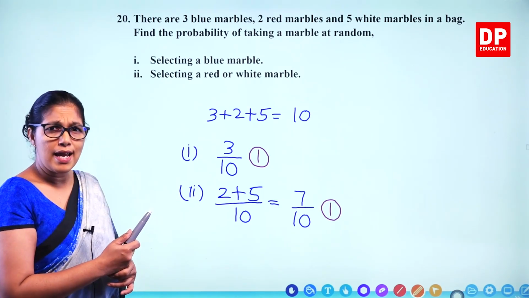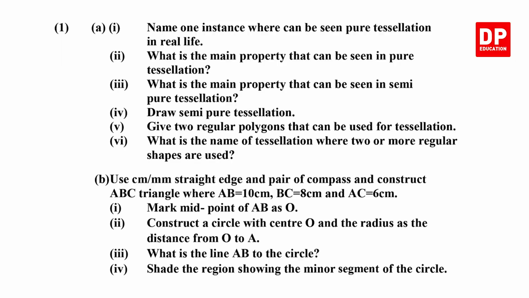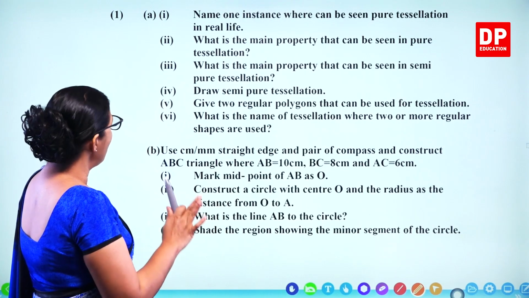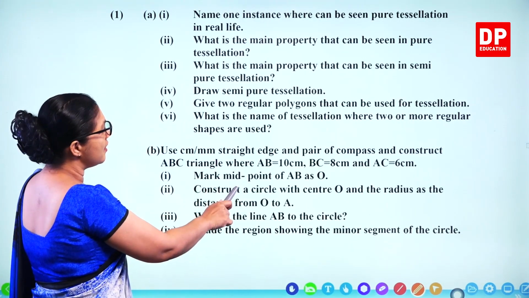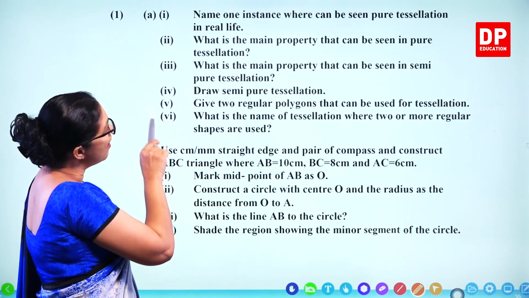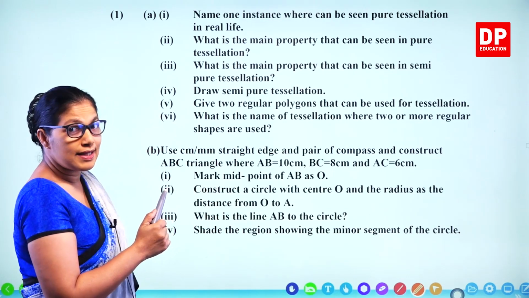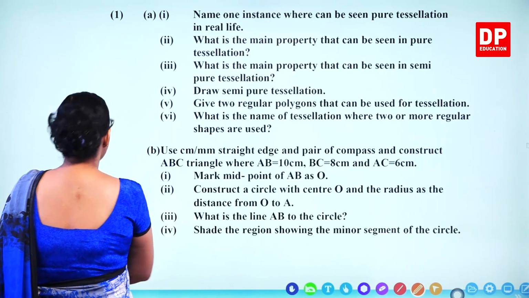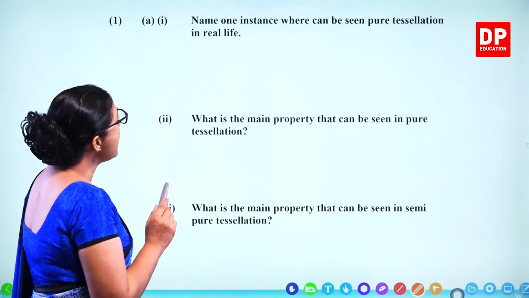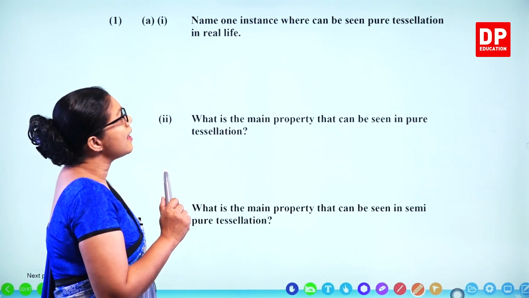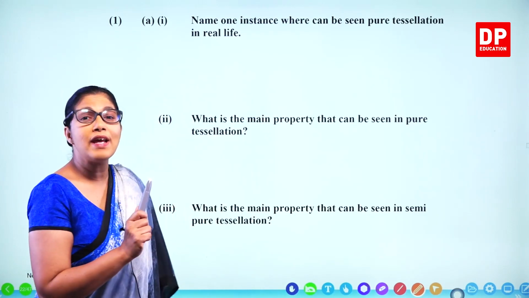Now we can try part 2. Let's take question number 1 in part 2. So you have to construct a diagram as well as you have to answer the questions about tessellation, polygons. So let's do that. Part A, name one instance where pure tessellation can be seen in real life.